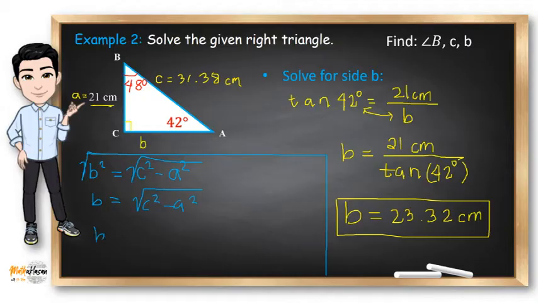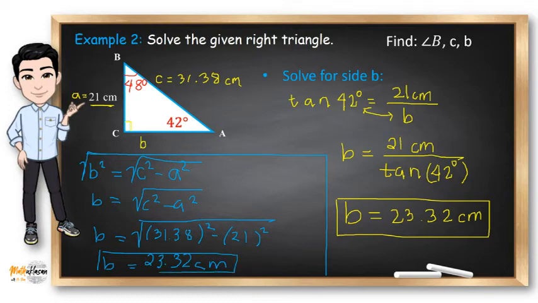Ayan, by substituting the values here, meron na tayong value ng C which is 31.38. Okay. Square nyo lang yan. Then, i-less or subtract nyo yung square ng 21. And you'll get the same value, which is 23.32 centimeters. They may differ kung 4 decimal places ang gagamitin, pero since both are just approximations, parehas na tama pa din.